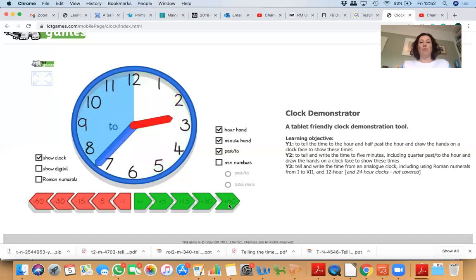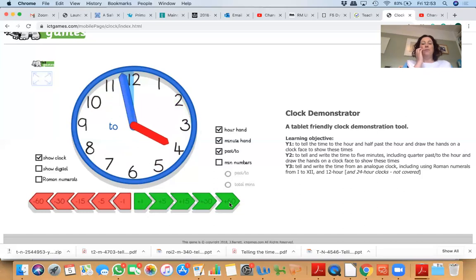Right, let's try another one. Wait for the clock to stop. Long minute hand. It's travelled a quarter of the way around the clock. So it's quarter past. And the hour hand, it's just gone past the 3. So it's quarter past 3.